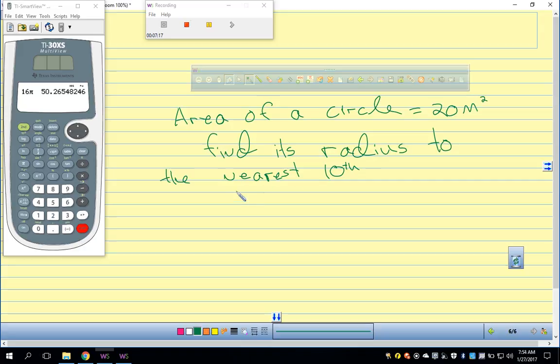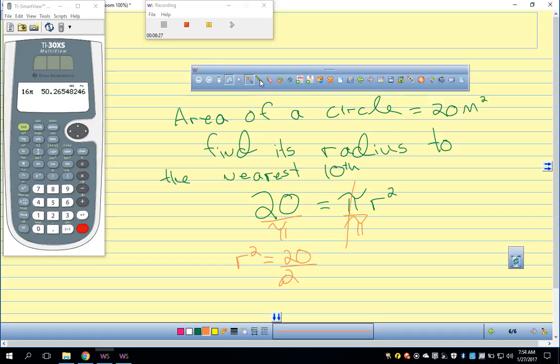All right, Tana. 20 equals pi r squared, right? So what would be my first step? Divide by pi. So I would divide both sides by pi, okay? And I'd wait till the end to round it off in your calculator, because so far my answer is still exact, right? I get r squared is equal to 20 over pi.